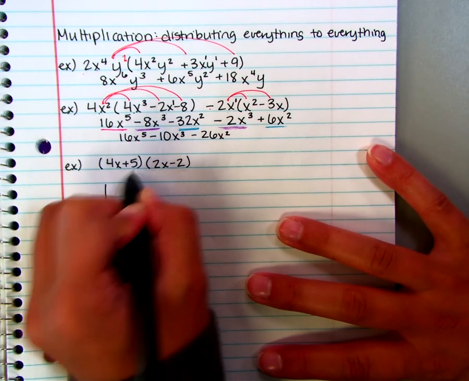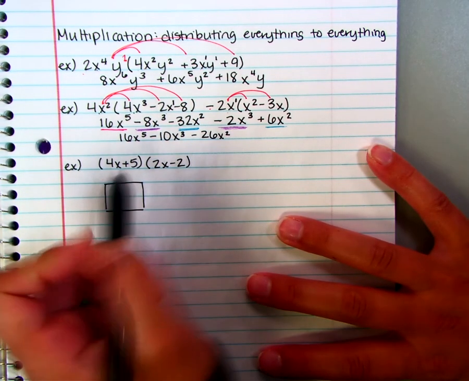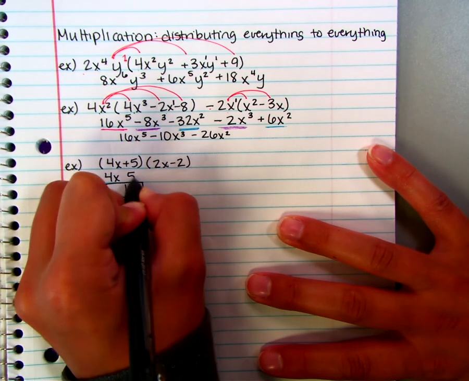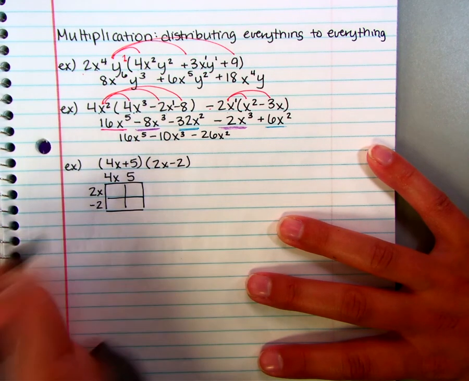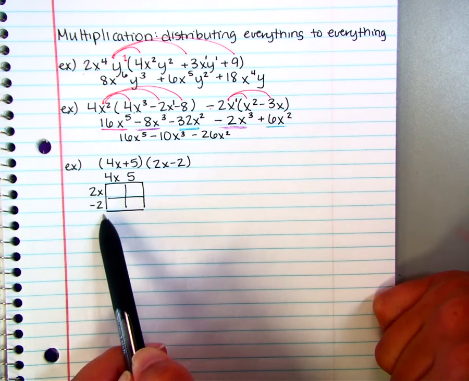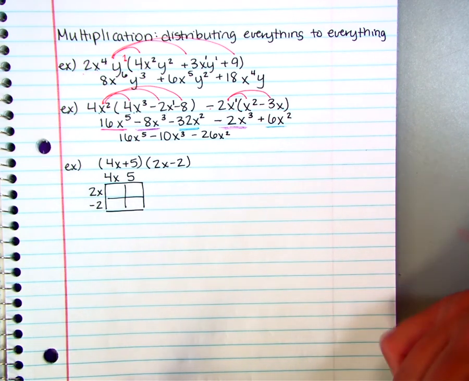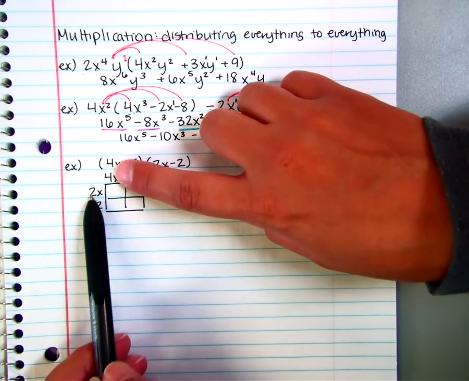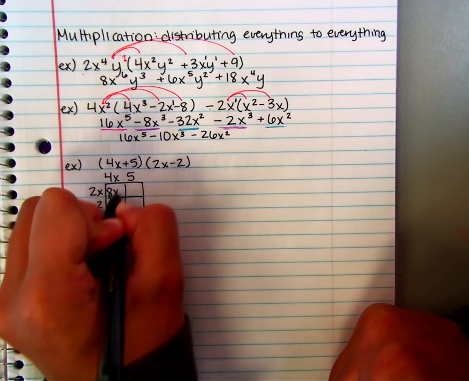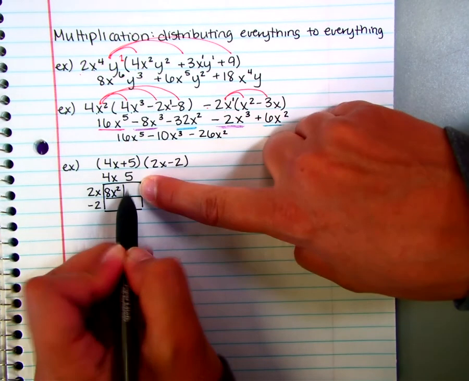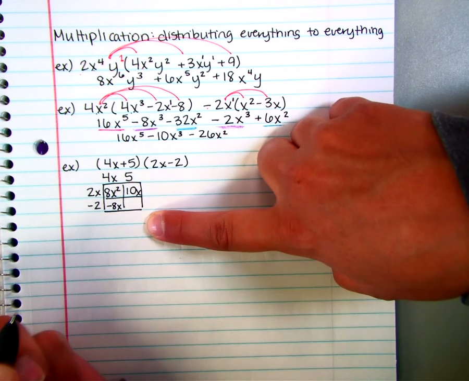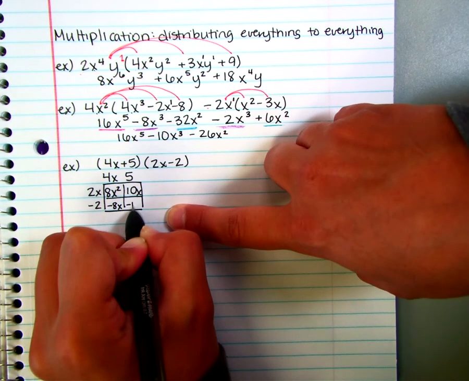So since I've got a binomial, means it's got two terms in both sets of parentheses, I'm going to draw a box that is 2 by 2, and each term gets its own row and column. When you do that, just make sure that 4x plus 5 go together, and the 2x and the minus 2 go together. You don't want to split those into different rows and different columns. And then we're going to multiply. So where the rows and columns intersect is where you're going to multiply. So we'll have 4x times 2x, which is 8x squared, 5 times 2x, 10x, 4x times negative 2, negative 8x, 5 times negative 2, negative 10.